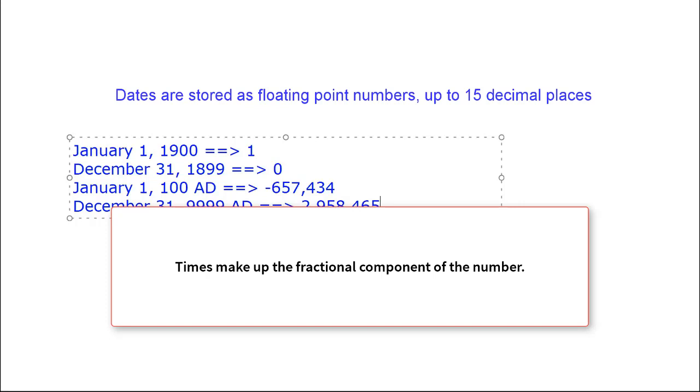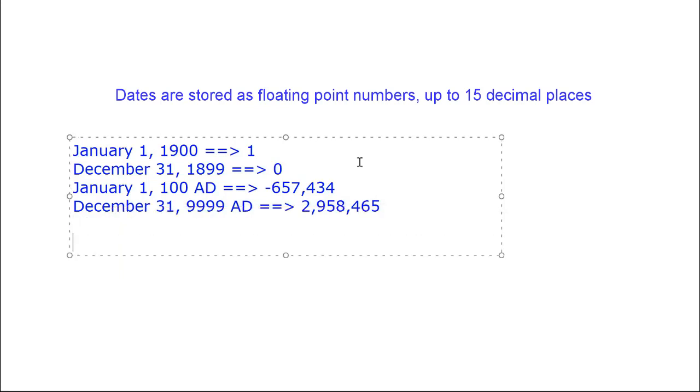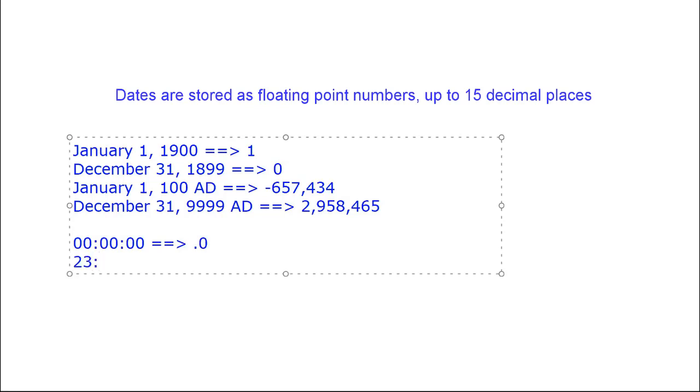Now, as for times, times are stored as fractions, decimals. So if we were to take 00:00:00, so hours, minutes, seconds, this is equivalent to what? 12 a.m. This is stored as 0.0. And then if we have 23:59:59, which is 11:59 PM, that is stored as 0.99999. And then there's all the seconds, minutes, and hours in between. Right? And the decimal places can get really long, because remember, it's up to what, 15 decimal places.